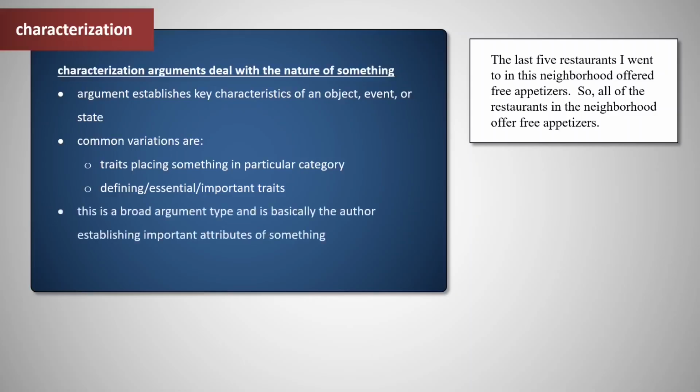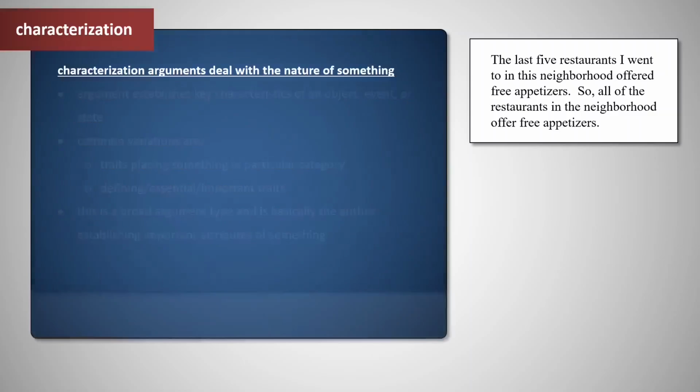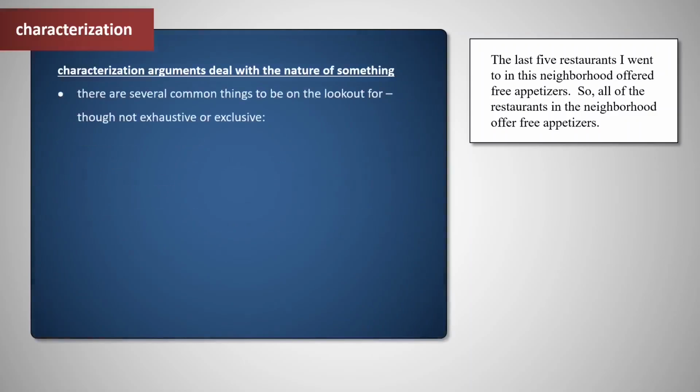Okay, so this is actually a fairly broad argument type. And as I mentioned, it's basically the author establishing the important attributes of something. So that John is a partner, that the restaurants in the neighborhood offer free appetizers, etc. Now, there are going to be several common things to be on the lookout for. Just keep in mind that this is not an exhaustive or exclusive list, but there are important things that appear with these kinds of arguments.